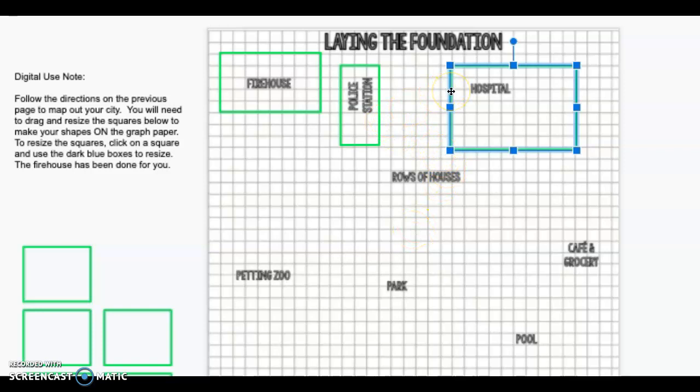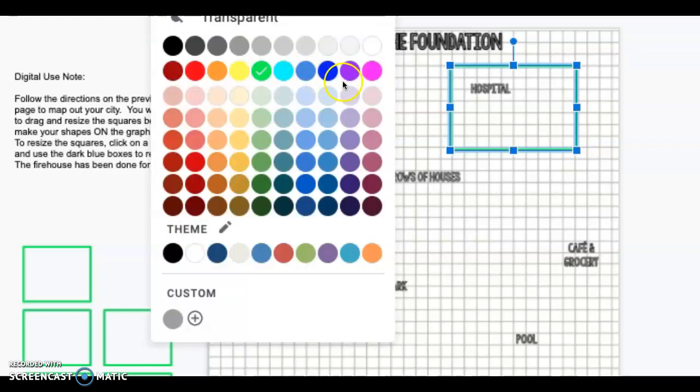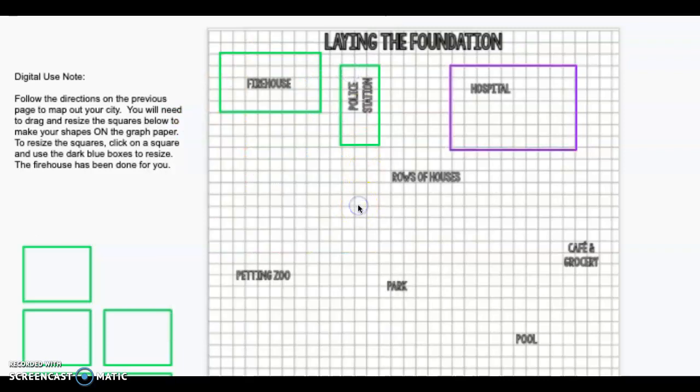And it's up to you if you want to get fancy and change the colors, say, of your hospital. Then what you would do is you would make sure this line is highlighted, and then you would click on the border color pencil, which is right above where I'm pointing, and you could choose another color if you want to get real fancy and have a colorful city. Maybe you make your firehouse red and so forth.